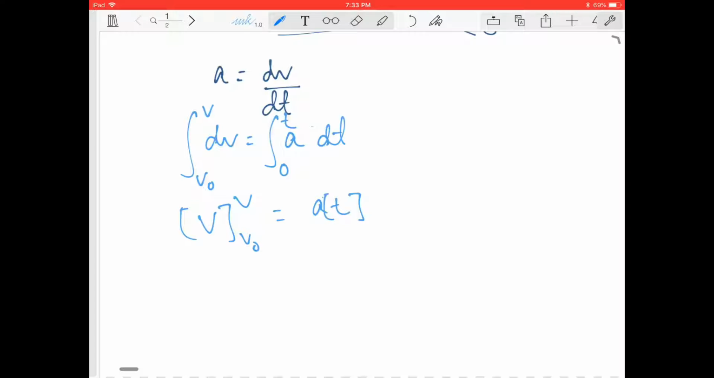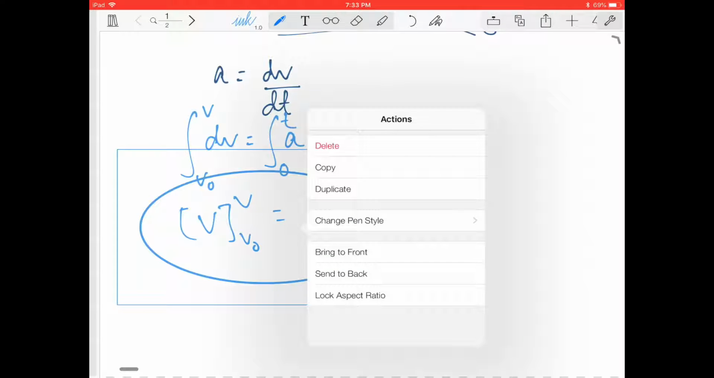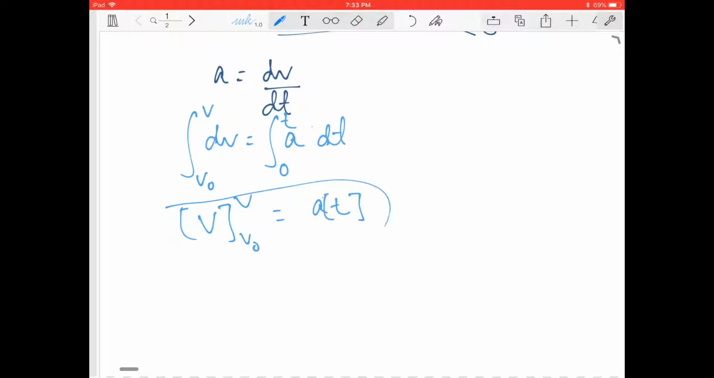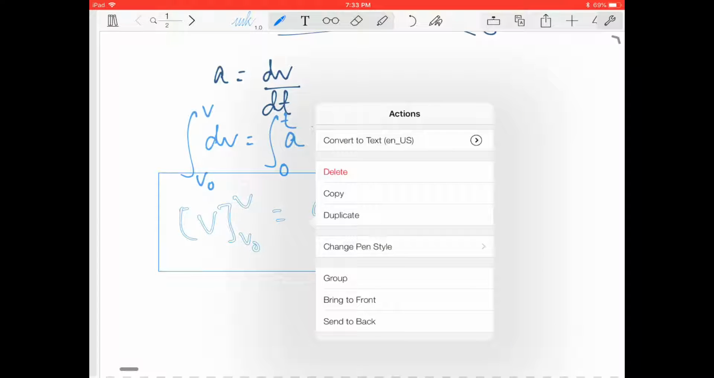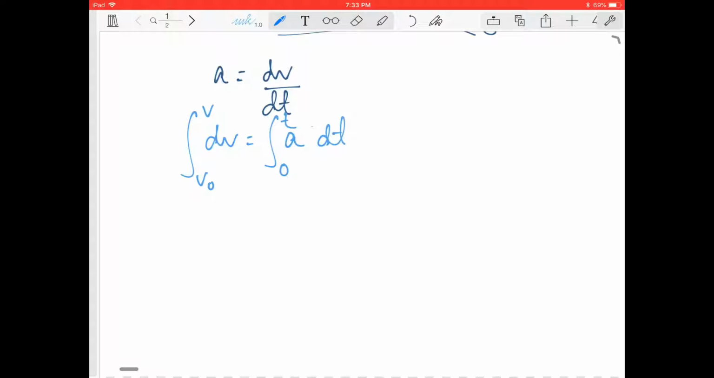Let me redo this part. I forgot to mention something here. In this class, the maximum time dependence we'll deal with is to the second degree. So in that case the acceleration is going to be constant.